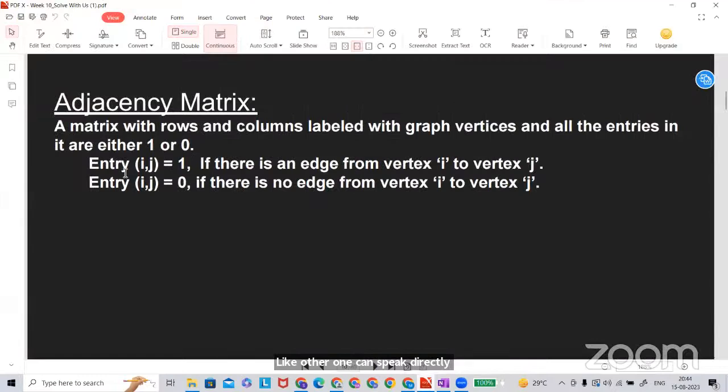The ith and jth entry, that's how I said you fill the 1 and 0. So this is the process. If there is an edge, then you will fill 1. Otherwise, there will be 0.